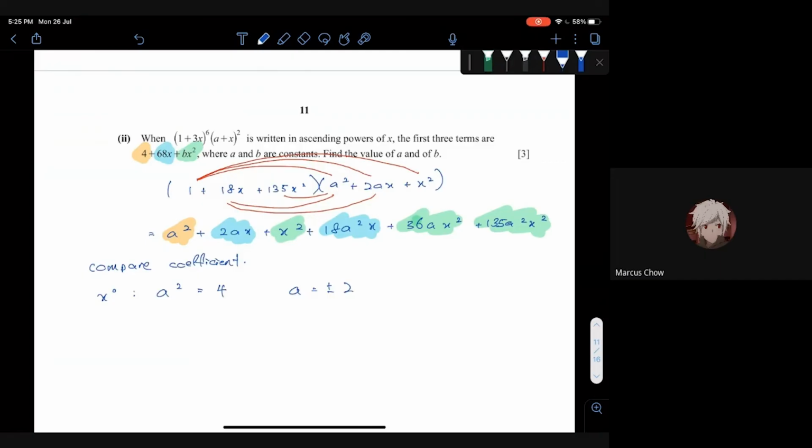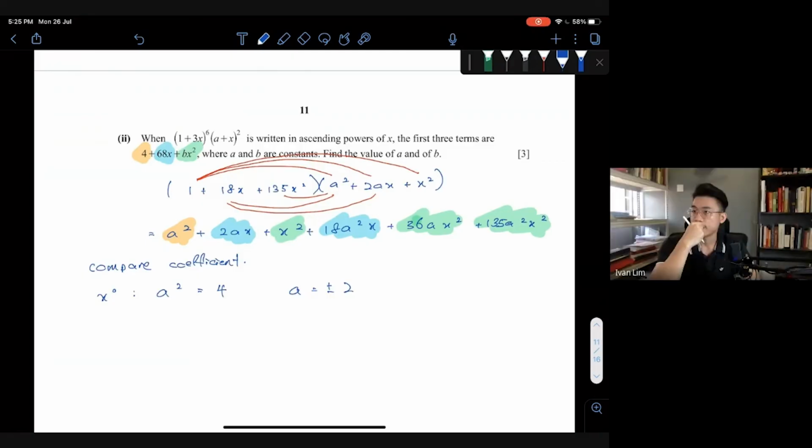Then we sub in for the 68x. So you all see, you read the question, they say find the value of a and of b. That means one of them we have to reject. Normally they will say values if there are two possible values. Can we check from the x to the power 0 itself? Cannot, right? So we have to check with x to the power 1. What do you get? 2a plus 18a squared, equals 68.